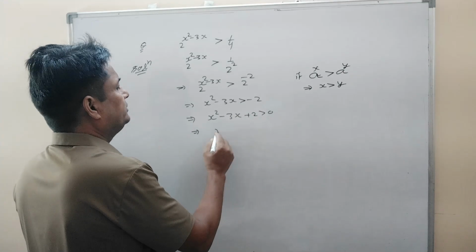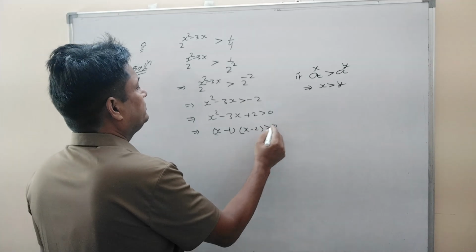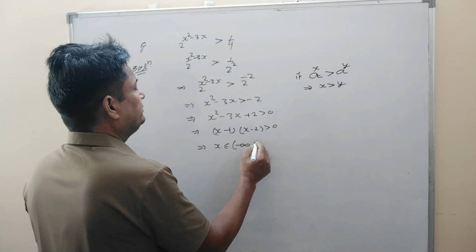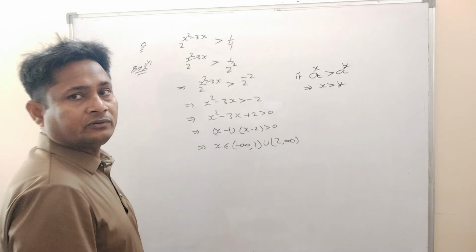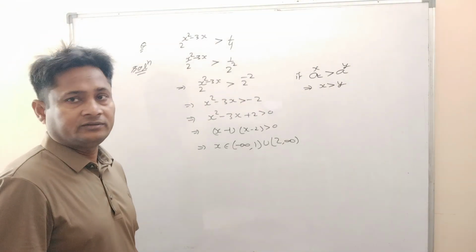Now factorize this one. It will be (x minus 1)(x minus 2) greater than 0. That means the answer will be minus infinity to 1 union 2 to infinity. So this is the answer in this case.